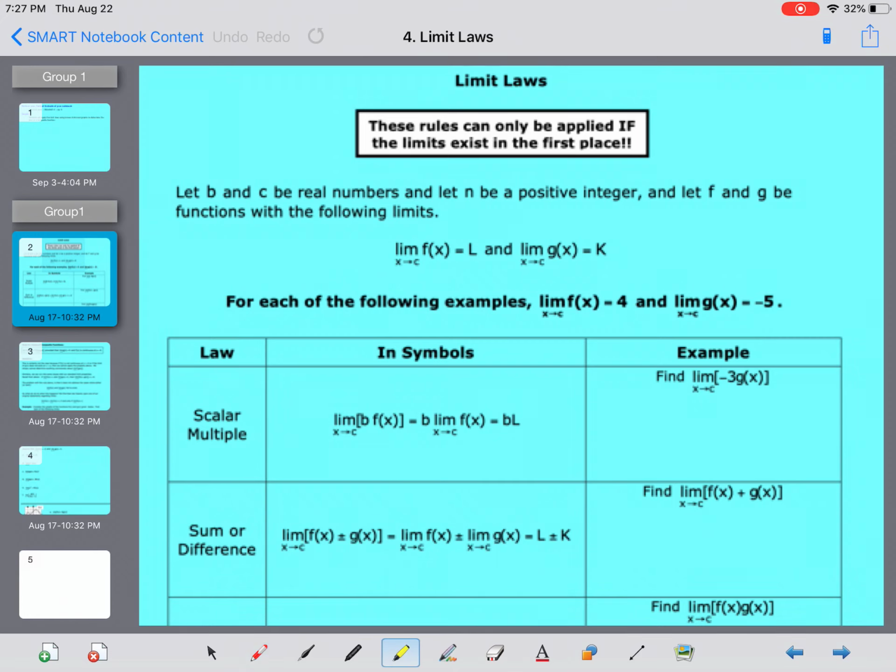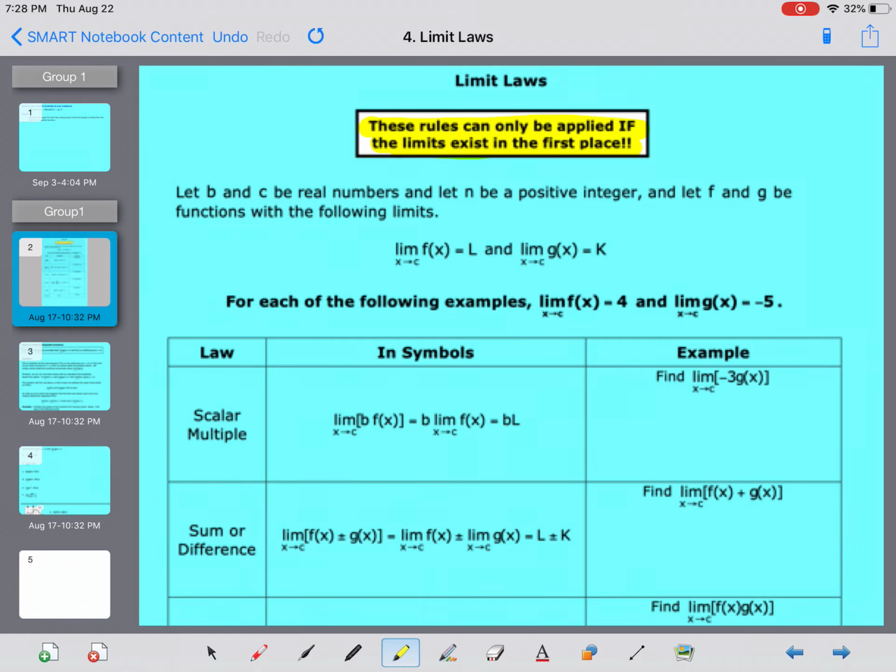Okay, so the big thing about the limit laws is they can only be applied if the limit exists in the first place. And that's at the top of the notes. That's very important. Okay, the limit that we're applying the rule to has to exist. Like if it doesn't exist, we can't apply the rule. We're going to have to approach it in a very different way.